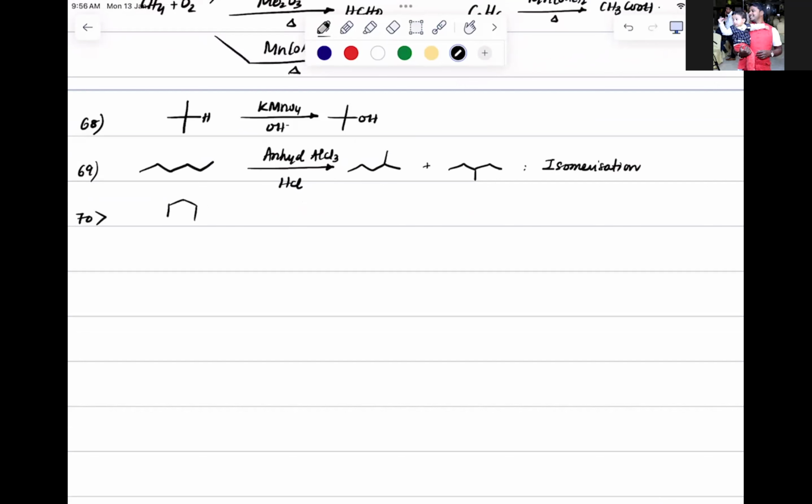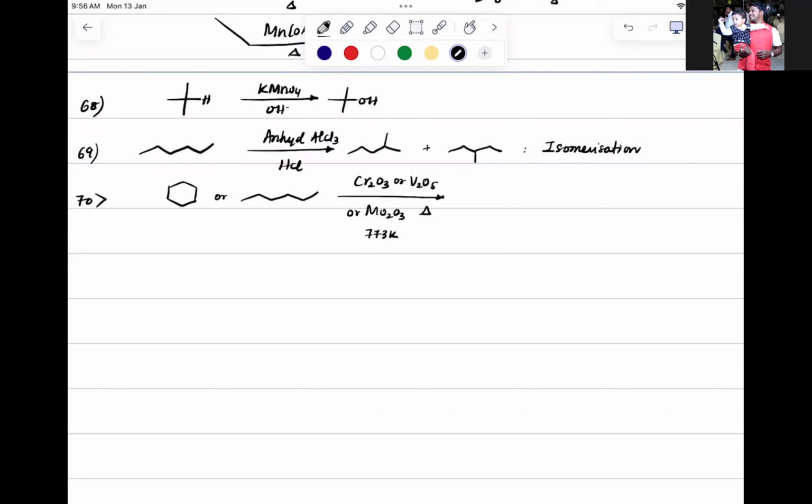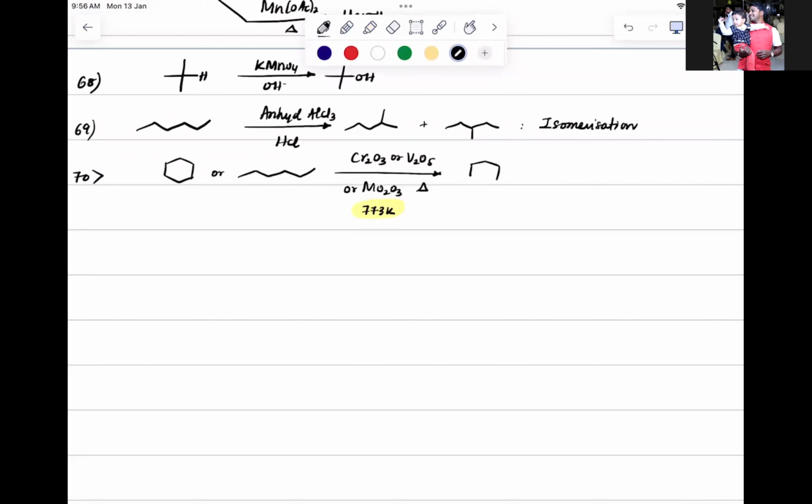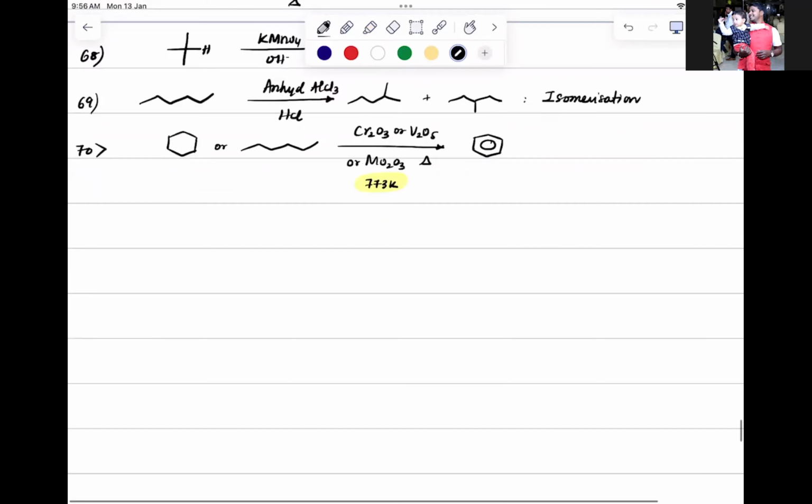Next, if you have cyclohexane, or n-hexane, in the presence of Cr2O3 or V2O5 or Mo2O3 and heat. Okay. Heat is generally 773 Kelvin. Correct? This temperature is also important. And in that case, it will give us benzene. Next.